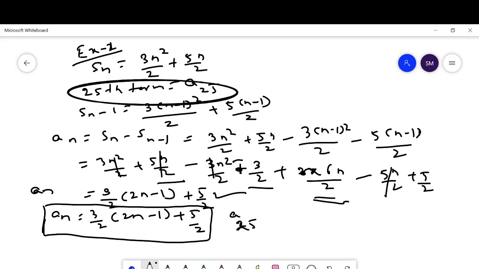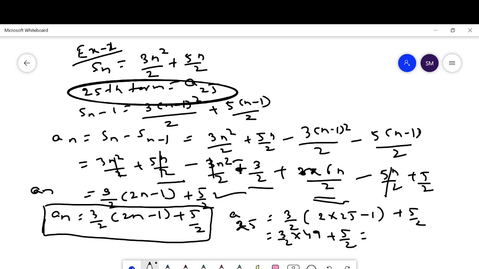25th term means a25. a25 is equal to, in place of n we can write 25, 2 into 25 minus 1 plus 5 upon 2. Then by solving this we get 3 upon 2 into 49 plus 5 upon 2. This is by taking 2 as the LCM. This is 157 plus 5 upon 2. This is 162 upon 2, which is equal to 76.